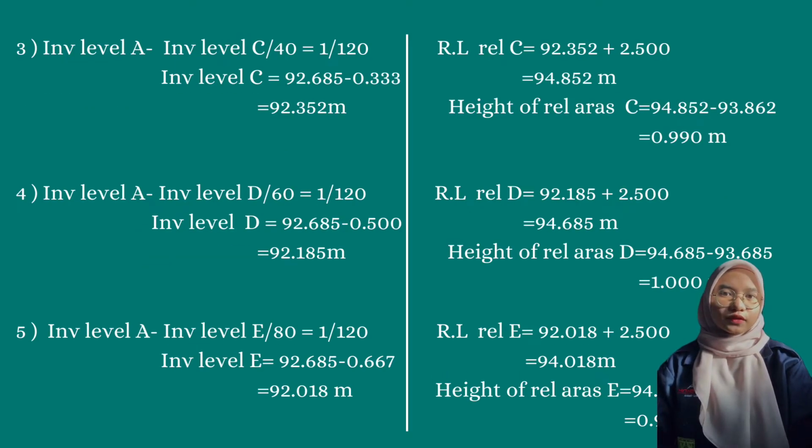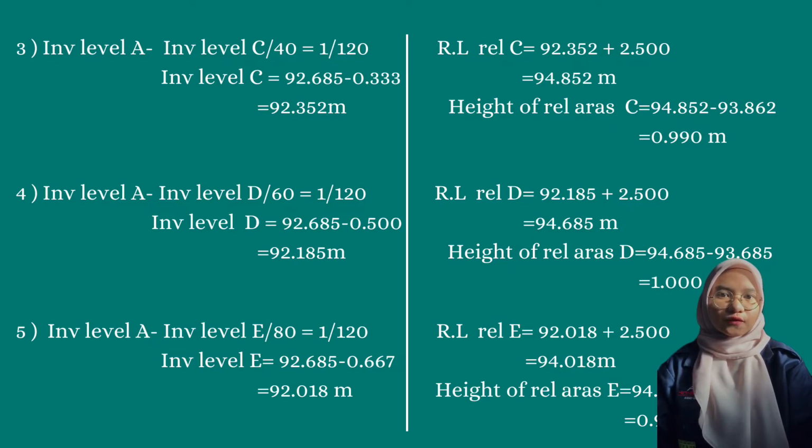Next, I would like to find the values at point C. So first, we must find the invert level at C. Invert level A minus invert level C per 40 equals 1 per 120. So the value of invert level C is 92.352 meter. And then we must find the reduced level of the sight rail C, which is 92.342 plus 2.5, and the answer is 94.852 meter.